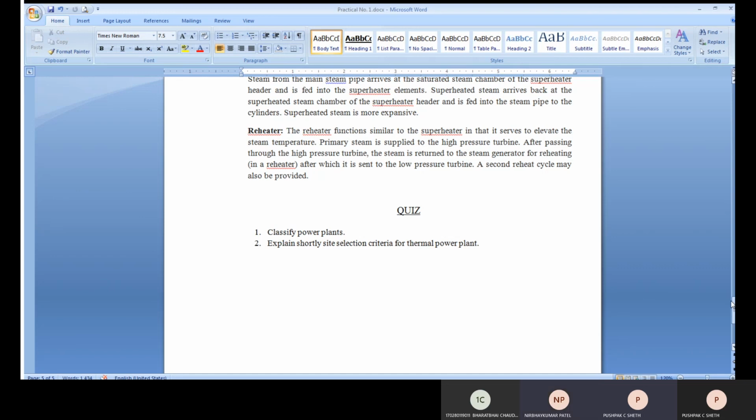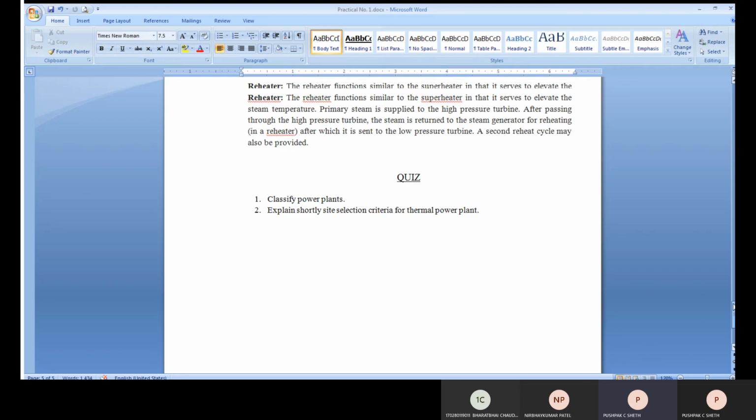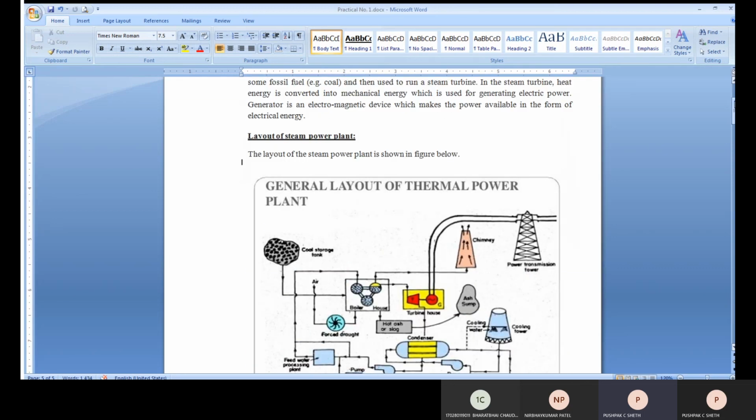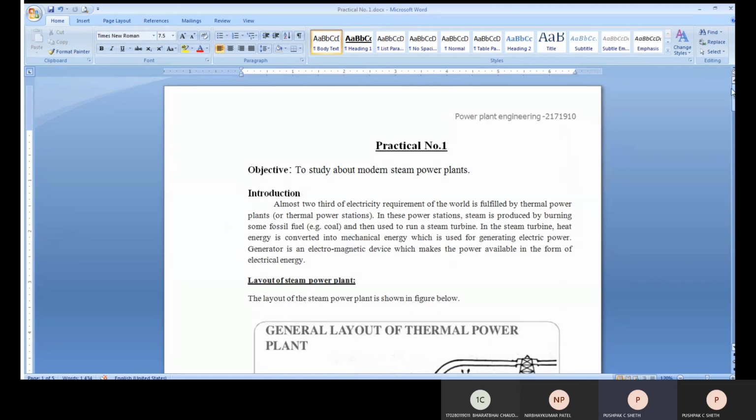So this was our first practical, that is the general layout of the modern steam power plants. Okay.